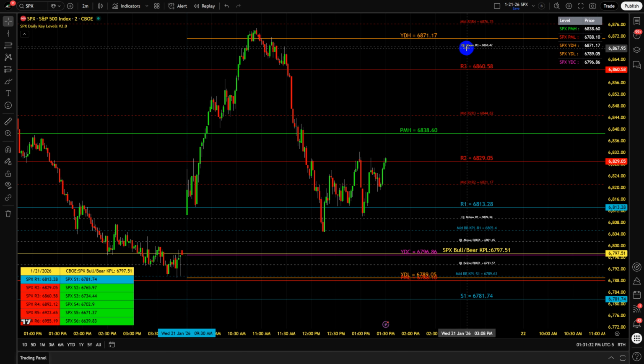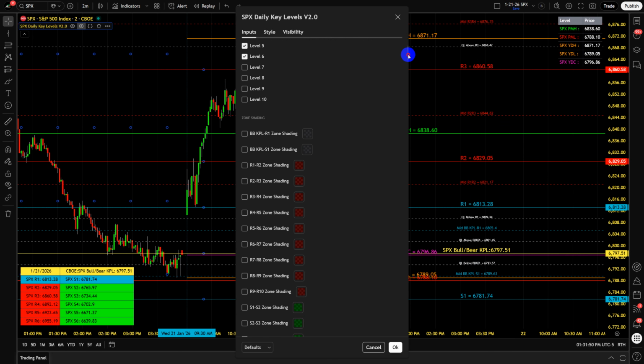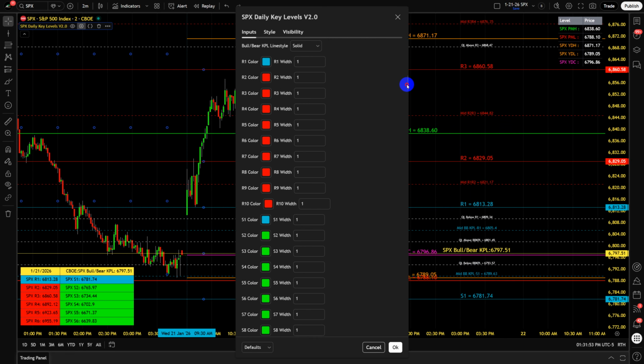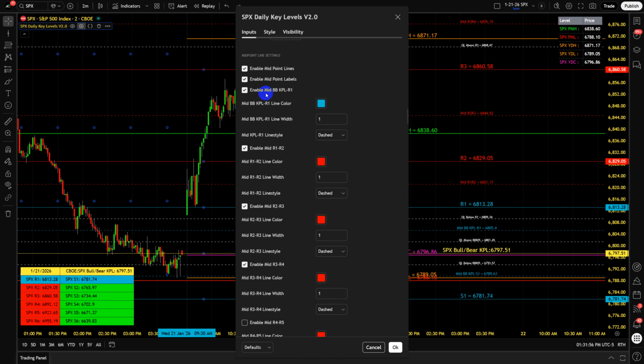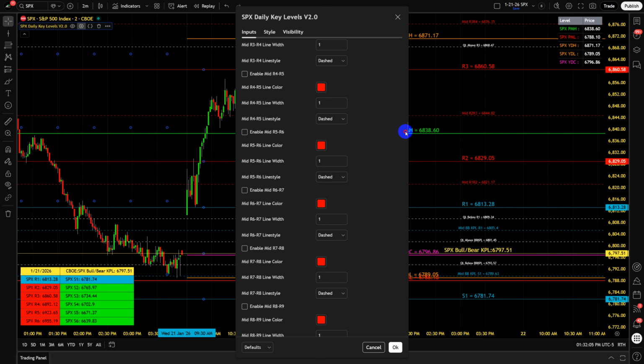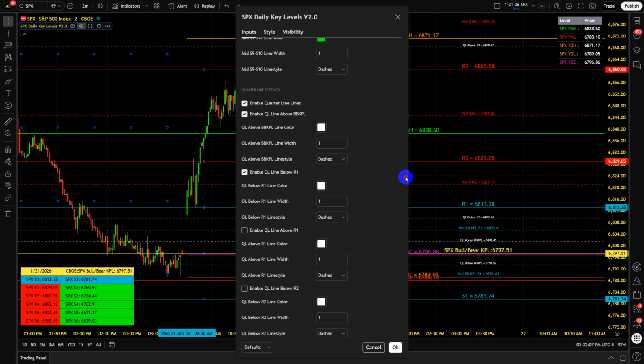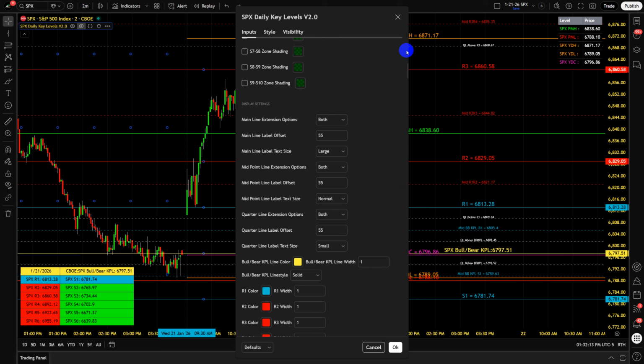Just wanted to point out that these levels here that you see, these midpoint levels here, this QL level here, and this QL level here, those were all turned on manually. So that's very easy to do in the user control panel. You just simply go in here and go down to the different sections. So here's the midpoint line settings where you can enable by checking, or disable by unchecking, what levels you prefer to see as far as midpoint levels. And then we have the same section for the QL levels where you can do the same thing as far as enabling or not enabling them.